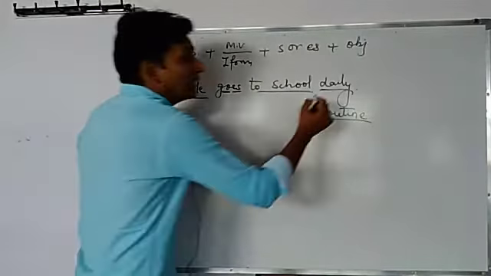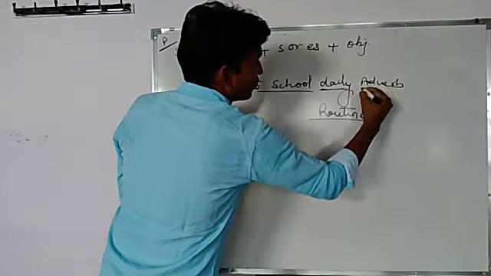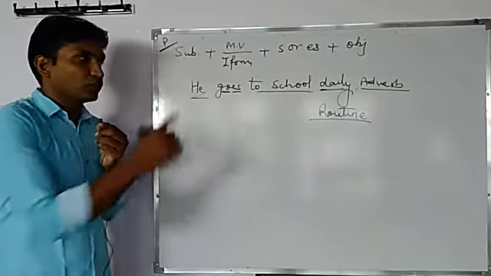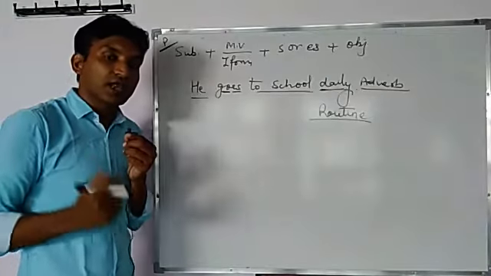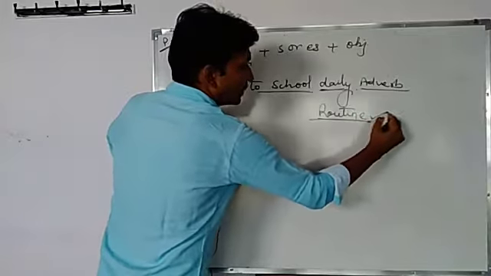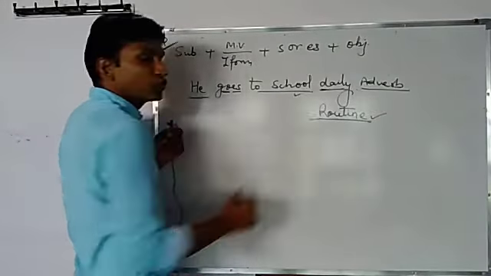And when? Daily. So, this is the adverb that shows the time. Adverb means that which shows time, place and manner. So this is showing time and it is also showing the routine. So the sentence is: he goes to school daily.